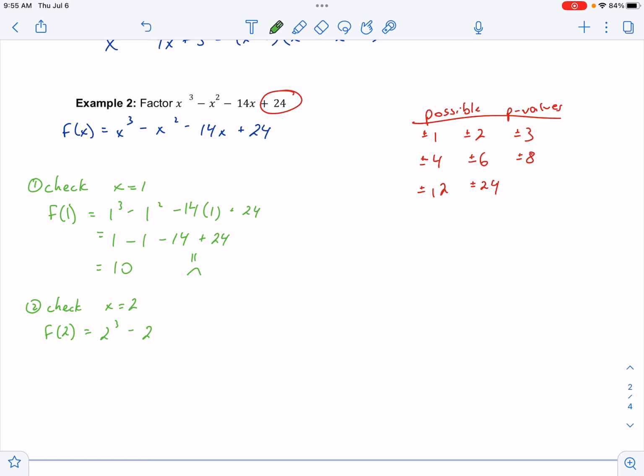Two cubed minus 2 squared minus 14 times 2 plus 24. 2 cubed is 8 minus 4 minus 24 plus 24. Nope. 14 times 2 is 28. This looks promising. 8 minus 4 is 4, minus 28 is negative 24, plus 24 is 0. Yay! X minus 2 is our divisor.